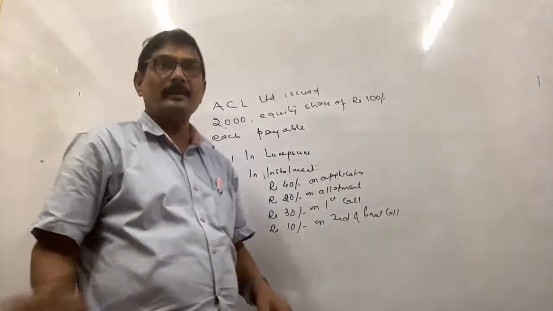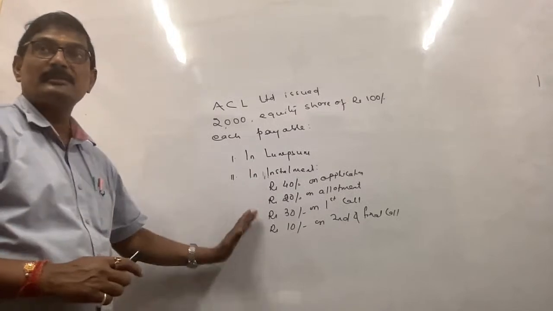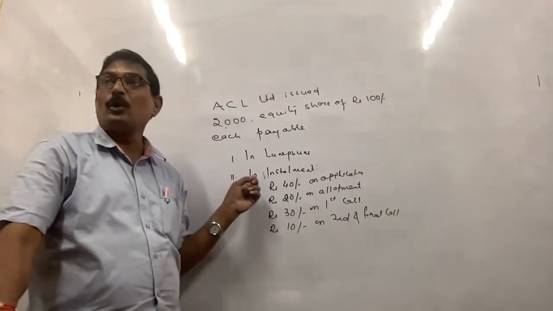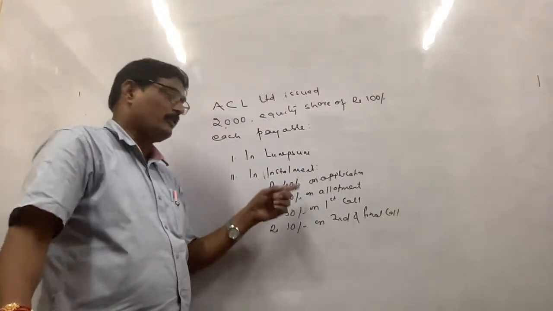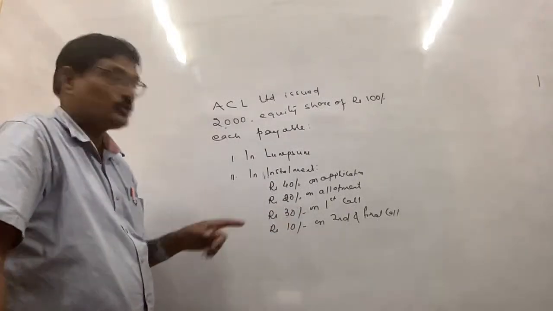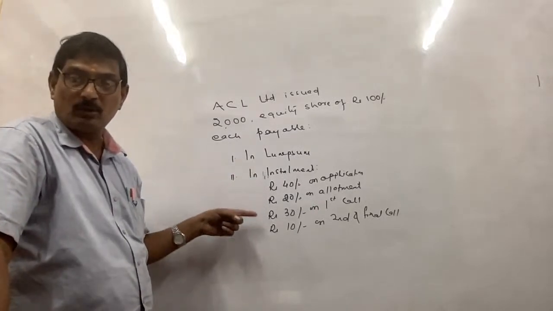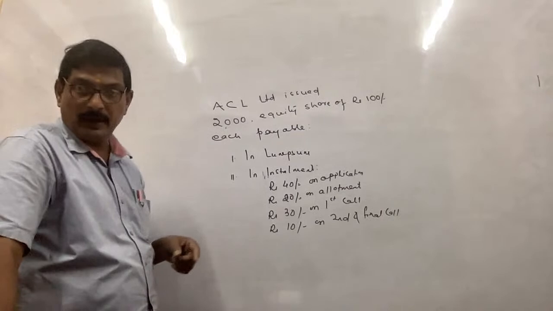Right. Secondly, if it is issued in installments. Here I have given 4 installments: application, allotment, first call and final call. You may have 2 or 3 installments also, only application and allotment, or application, allotment and first call also.